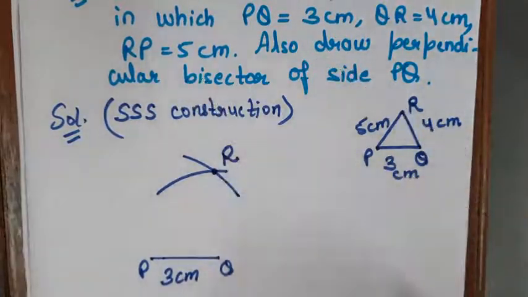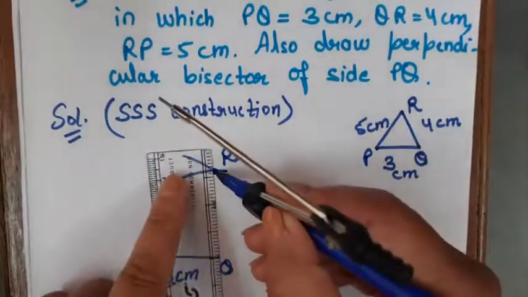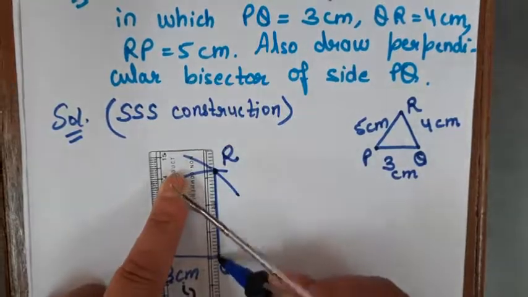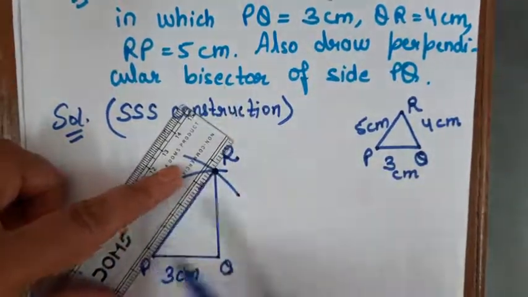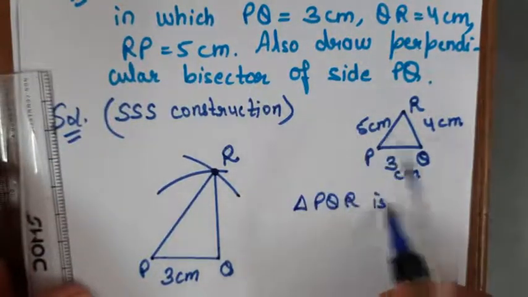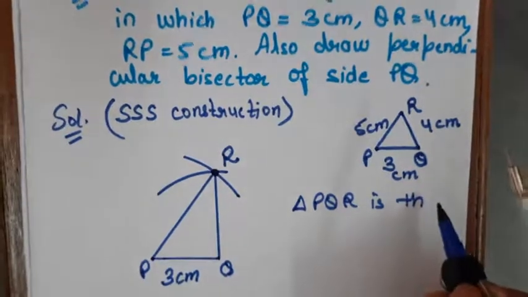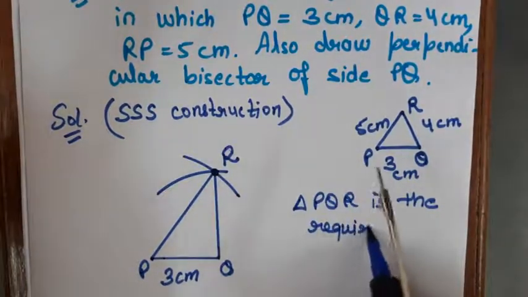Now you can join R point with P and Q to get the triangle. So this is the required triangle. Triangle PQR is the required triangle.